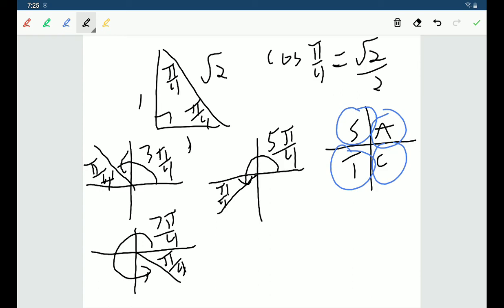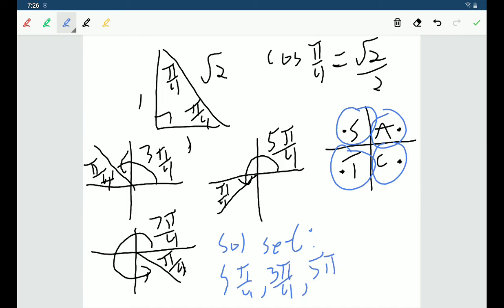So there are going to be 4 solutions in total to this equation. Pi over 4 and 7 pi over 4, that's in quadrant 1 and quadrant 4. Those would be the solutions where cos of x is positive root 2 over 2. The ones in quadrant 2 and 3, 3 pi over 4 and 5 pi over 4, those would be the solutions we find where cos of x is equal to negative root 2 over 2. So our solution set contains 4 angles: pi over 4, 3 pi over 4, 5 pi over 4, and 7 pi over 4.